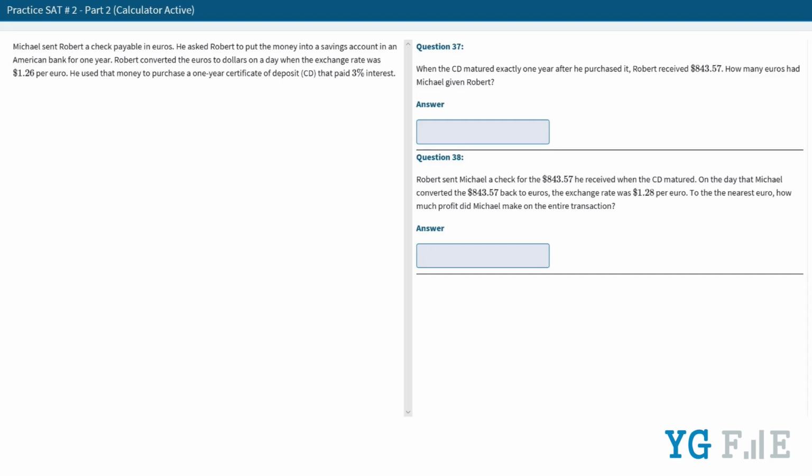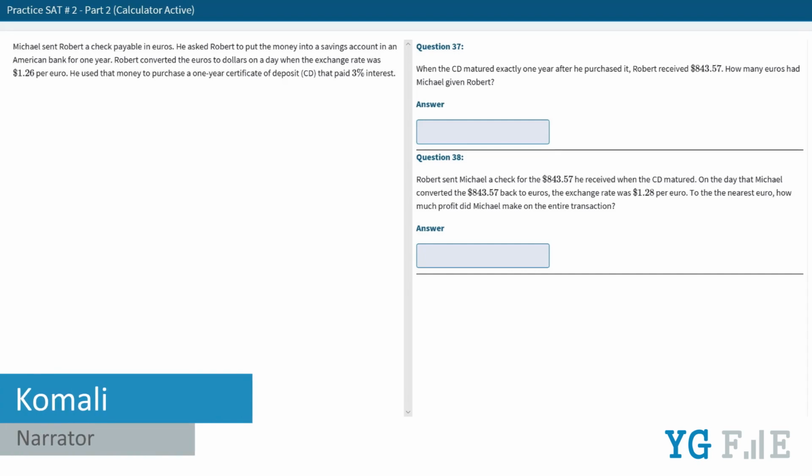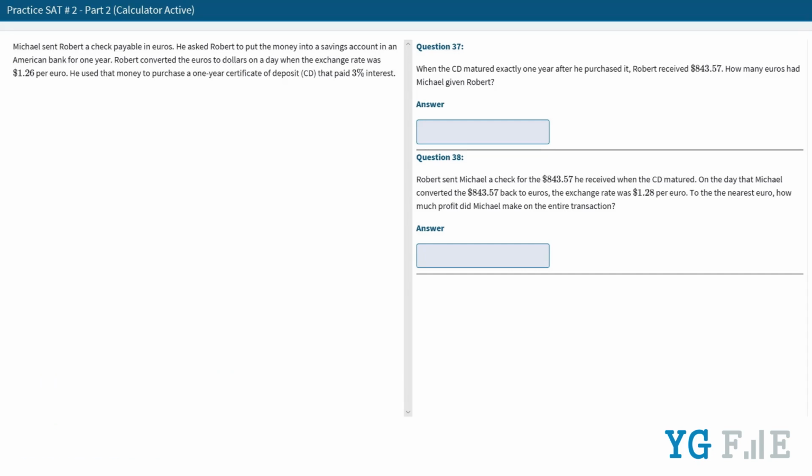Michael sent Robert a check payable in euros. He asked Robert to put the money into a savings account in an American bank for 1 year. Robert converted the euros to dollars on a day when the exchange rate was $1.26 per euro. He used the money to purchase a 1 year certificate of deposit that pays 3% interest.